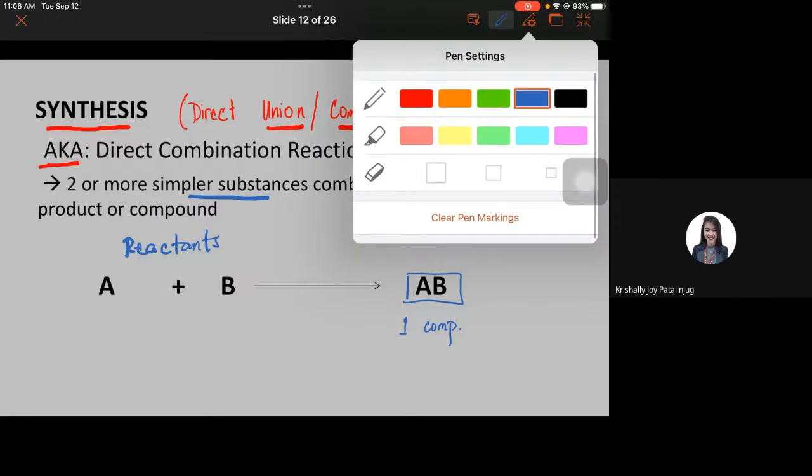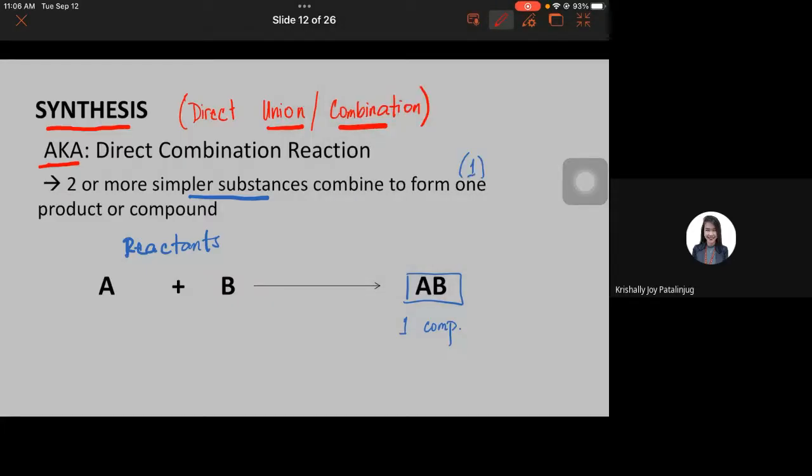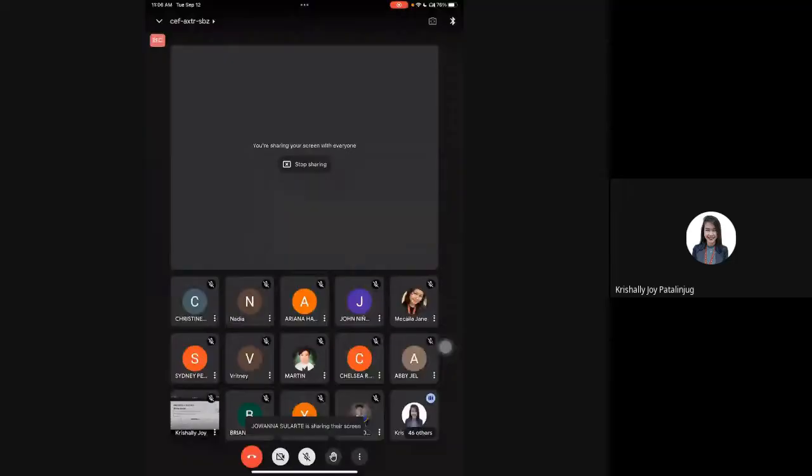So let me give you a specific example. Let's say, sorry, let's say a simple substance of, wait a while, huh? My slide exited. Let me share it again.